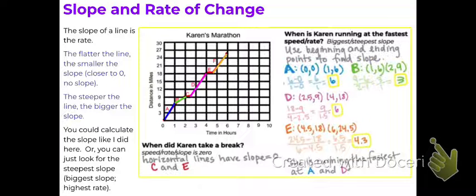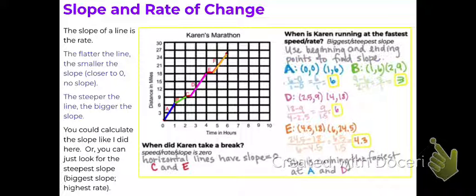Slope and rate of change are the same. Rate of change, if you're given a word problem, a real world scenario, and they have a graph, the slope of the lines in that graph represent the rate. So if this graph shows Karen's marathon and her miles per hour, that is showing the rate at different hours of her race.